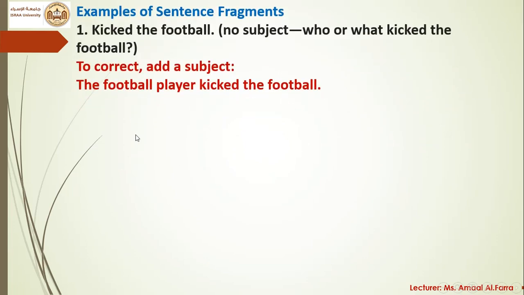Look at examples of sentence fragments. When I say, for example, kick the football. Who kicked the football? We don't know. So no subject in this. These are only just phrases. Okay? A group of words without meaning, meaningless. We know the meaning of kick, the meaning of football, but the full meaning of this is not given. Who kicked the football? It is not clear. No subject. Who or what kicked the football? To make it correct, we have to add a subject. For example, the football player, this is a subject, kicked the football.